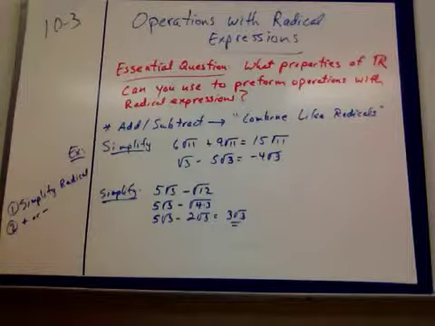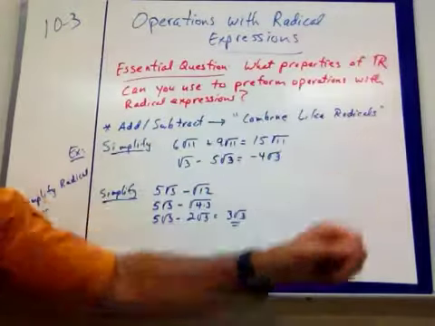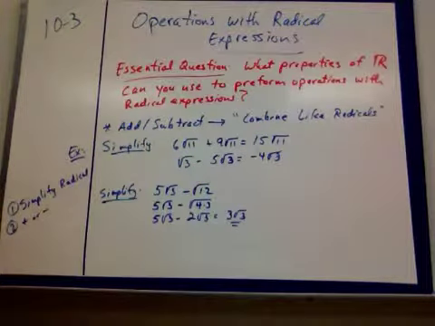Algebra 1, here we go. 10.3, last section we're doing in Chapter 10. Operations with radical expressions. Our essential question today is: what properties of real numbers, double bar R, real numbers, can you use to perform operations with radical expressions?